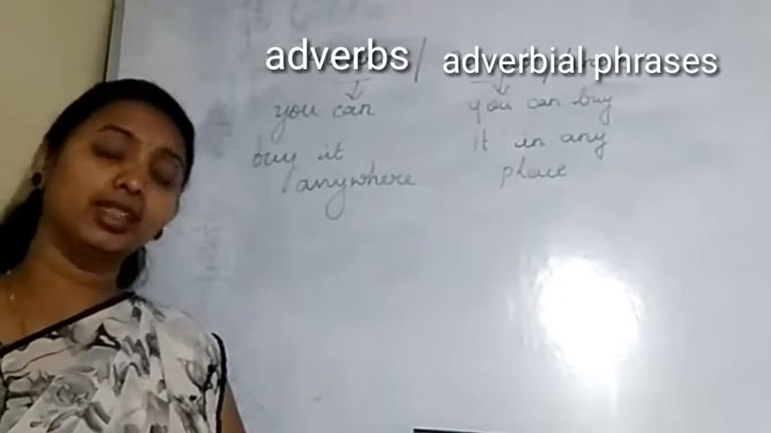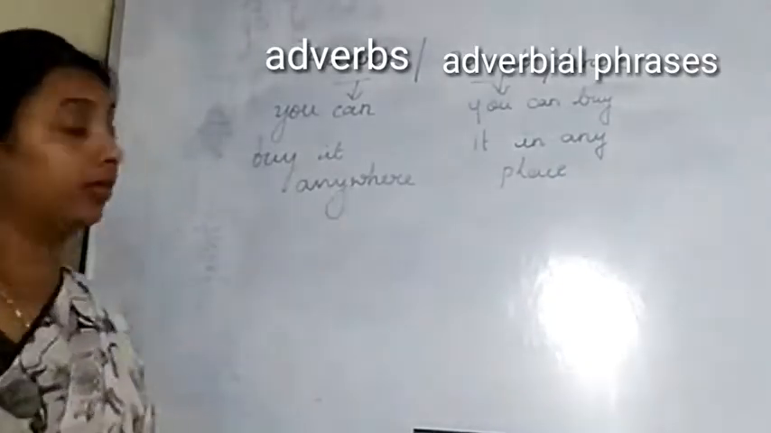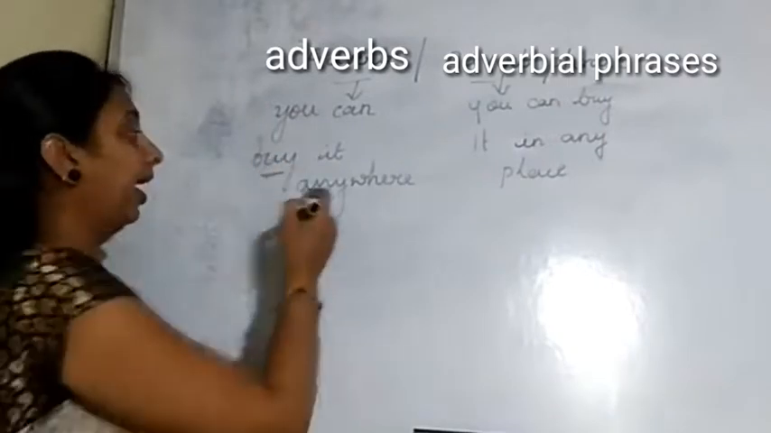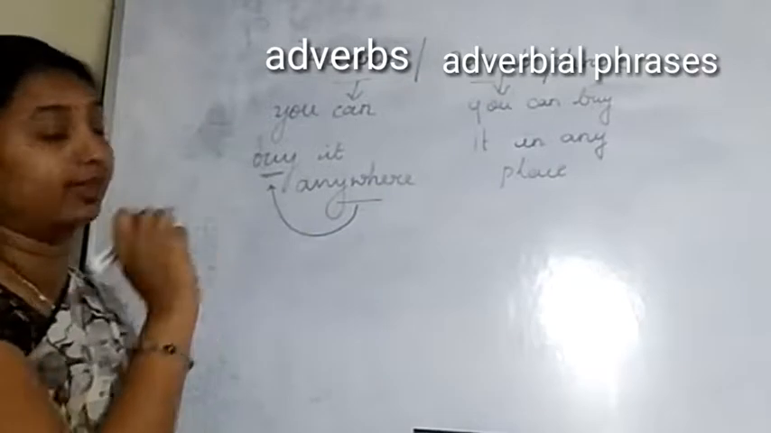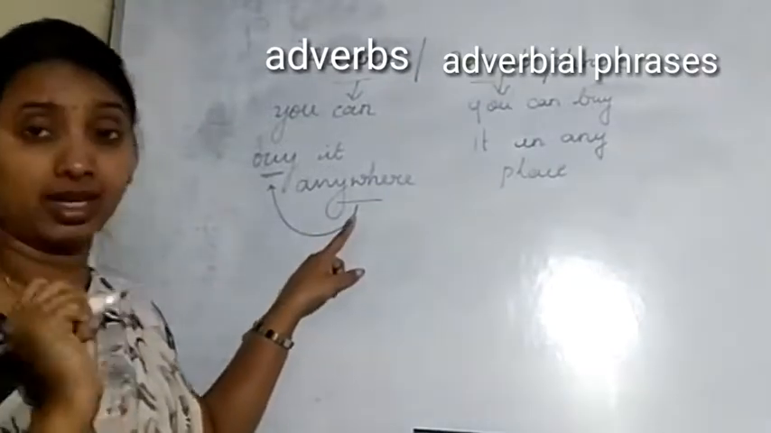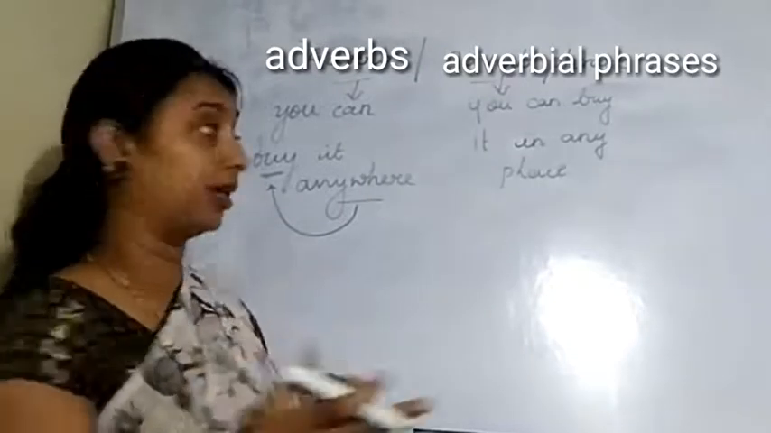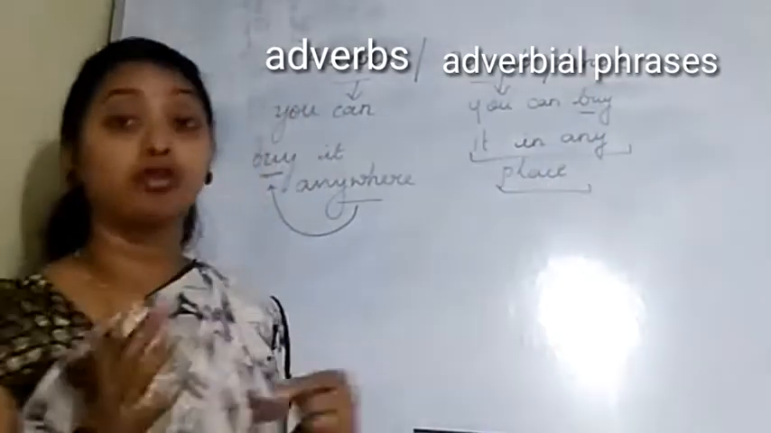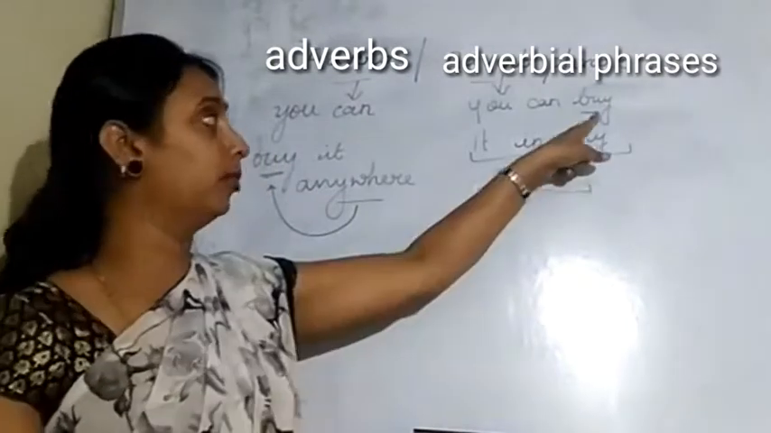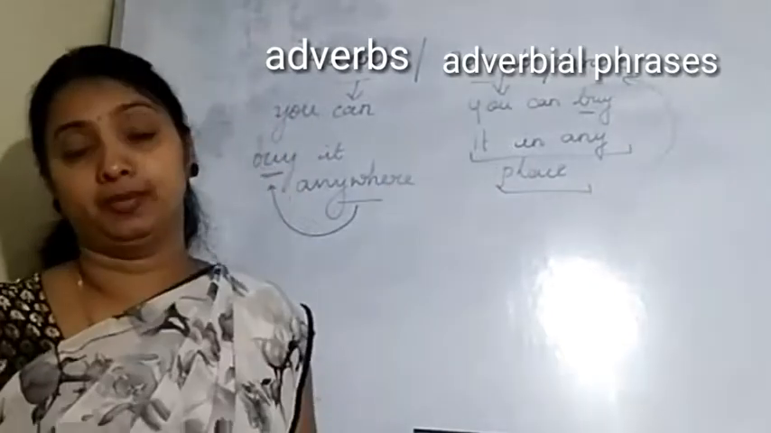We will take other examples. You can buy it anywhere. Buy where? Anywhere. So, anywhere is saying something about buy. Therefore, it is an adverb. This is a single word. Now we will see this sentence. You can buy it in any place. You can buy where? In any place. A group of words is describing the verb buy. Therefore, this is called an adverbial phrase.